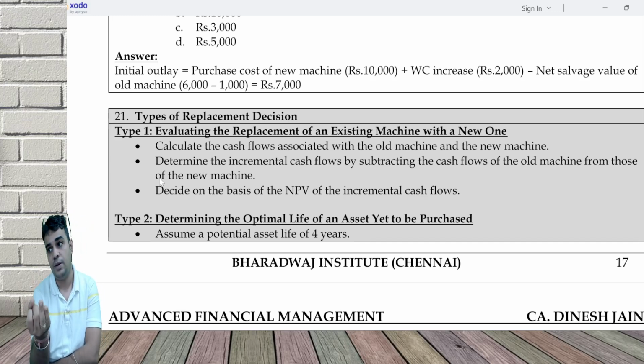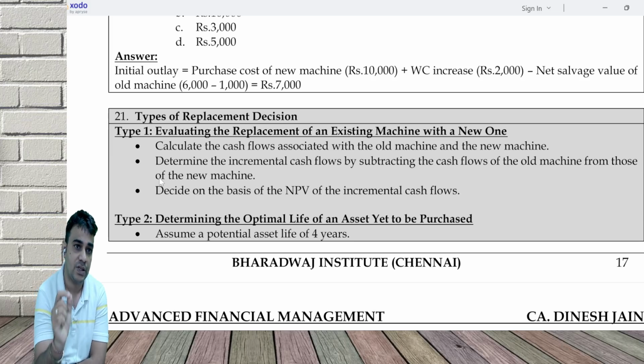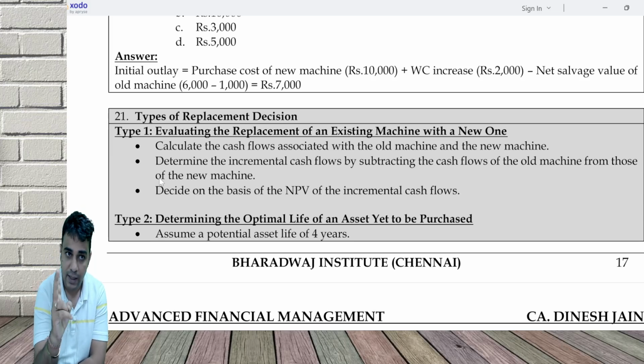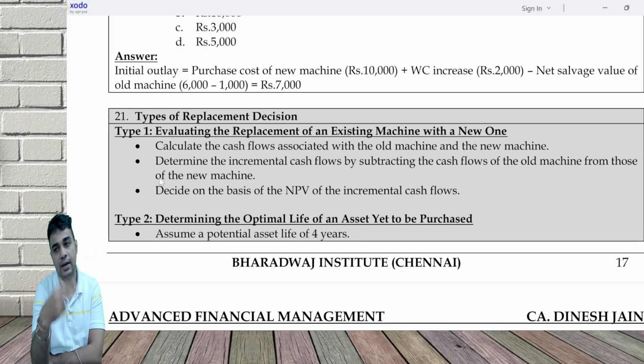When it comes to old machine, initial outflow for old machine is NSV of old machine on day 0. Terminal outflow for old machine is NSV of old machine in year 5. Two NSVs you have to calculate. One working capital blocked, again recapture of working capital. And terminal flow is the same calculation. New minus old, you do incremental.